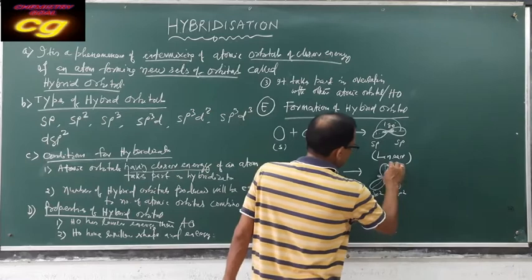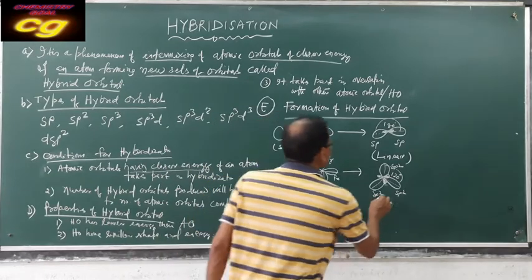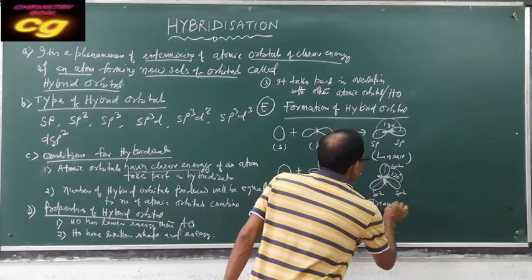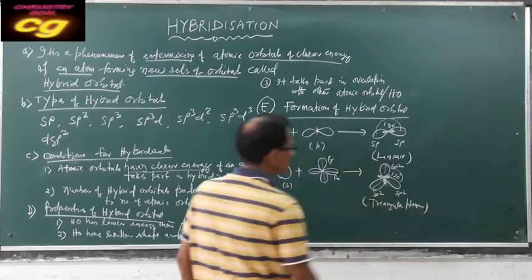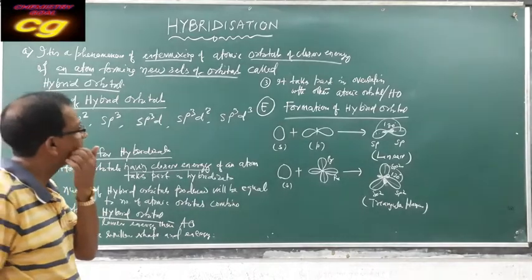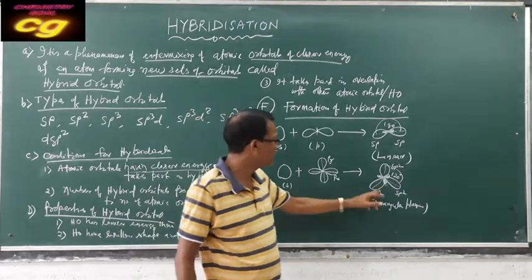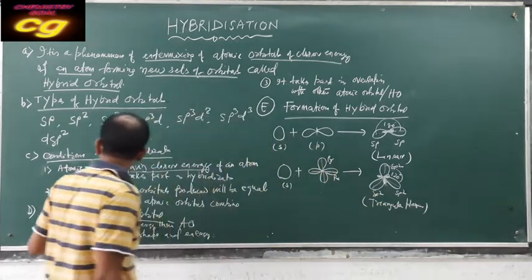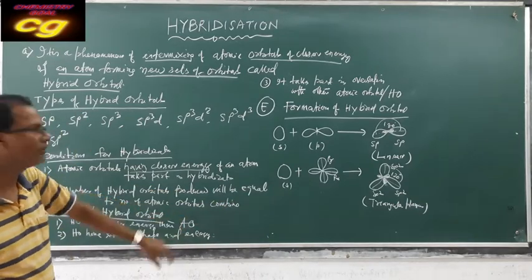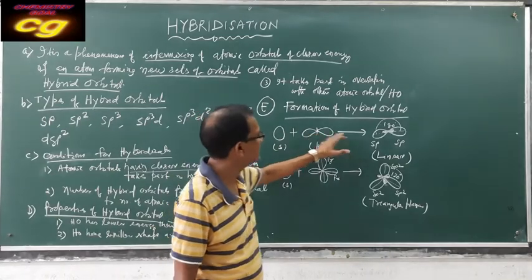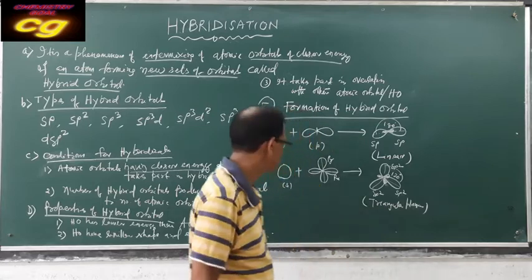And the bond angle is how much? 120 degrees, and the shape is triangular planar. This is the shape of sp2 hybridisation. When 1s and 2p intermix, they produce 3 sp2. Already we discussed that the number of hybrid orbitals produced will be equal to the number of atomic orbitals combined. 1s, 1p gives 2 sp. 1s, 2p gives 3 sp2.